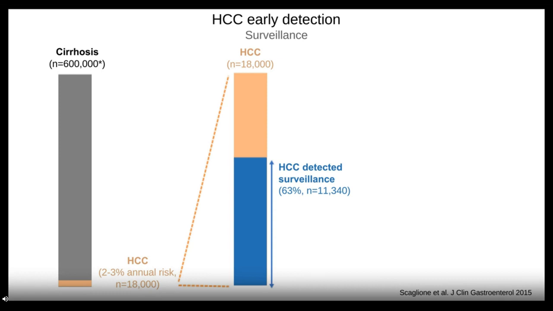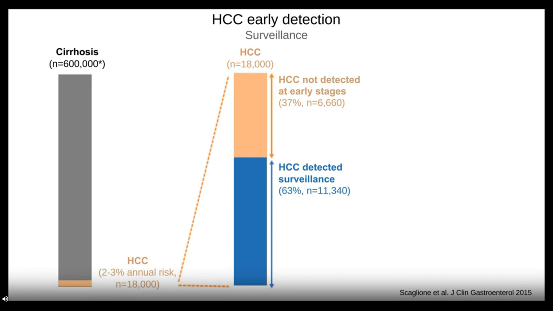Now, we know that the performance of the recommended tools for early HCC detection, that's ultrasound and AFP, has a sensitivity of 63%. So out of the 18,000, we'll be able to detect around 11,000 with the tools that we have, which leaves us with around 40% of the cases, a little bit over 6,600 patients, that will not be detected because the tools are not good enough to identify these patients.